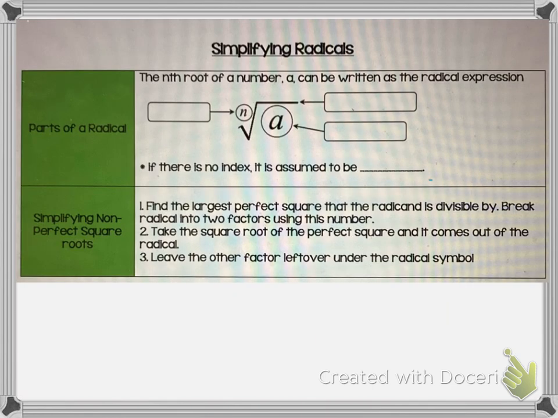Okay, so first of all, we want to take a look at what are the parts of a radical. This little n on the outside is known as the index. This tells us how many groups to put them into before they can come out of the radical. The bar itself is called the radical. And then the number on the inside is called the radicand.